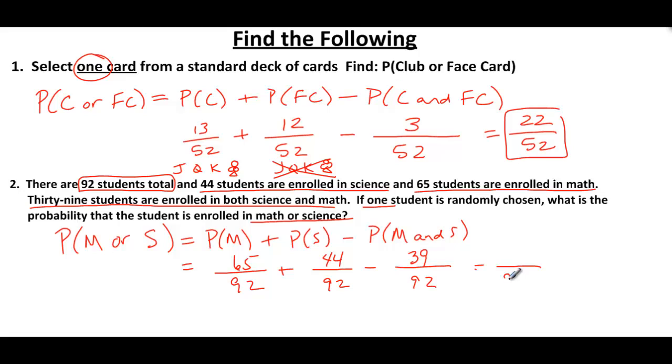Okay, so again, I'm just going to add left to right. This is over 92. 65 and 44 is 109. So if I subtract 39, I should get 70. So again, you can give me a decimal if you like, but I'm okay with just 70 over 92. And that's the chance: if there's 92 kids, 70 of them would raise their hand if I ask if you're in a math or a science class.